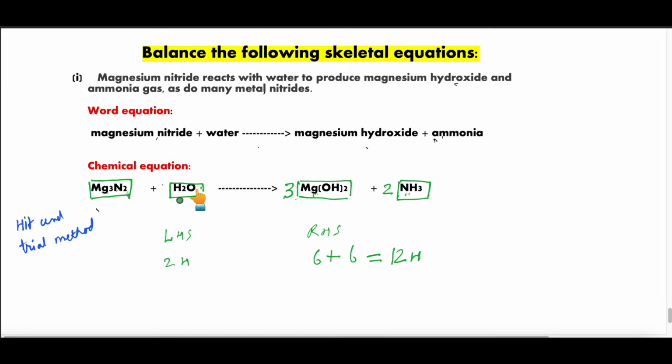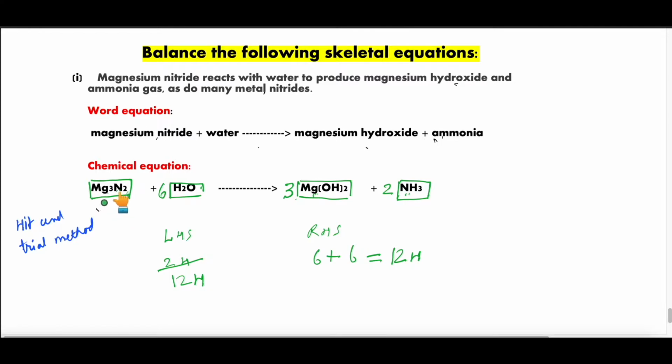To make this hydrogen 12, what will we do? We will multiply these 2 hydrogen atoms by which number? Yes, by 6. 2 times 6 makes 12. So now on the reactant side you have 12 hydrogen atoms, and on the product side you also have 12 hydrogen atoms. It means that hydrogen has got balanced. Now again, we will recheck the whole equation every time we make any changes.